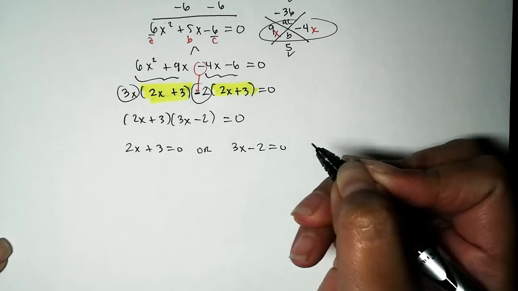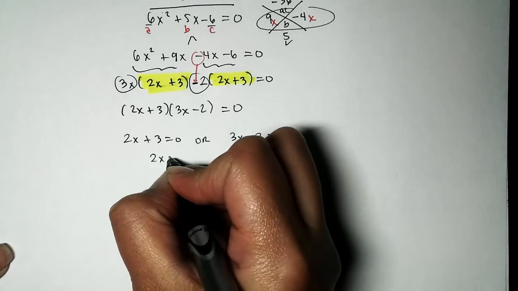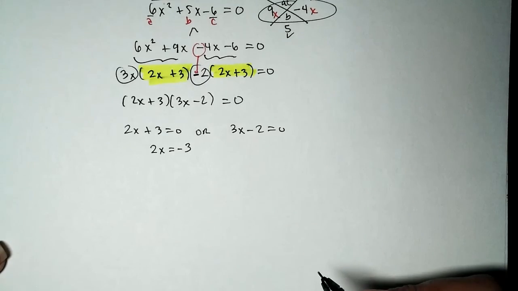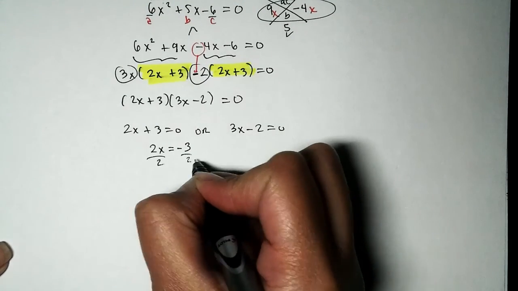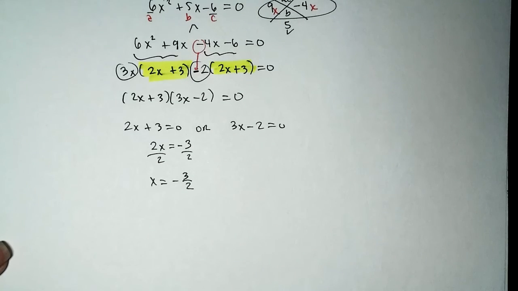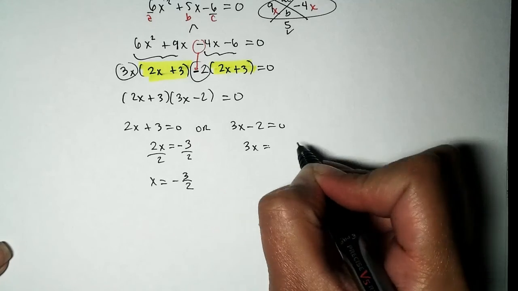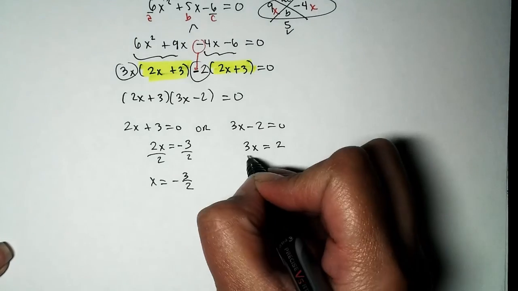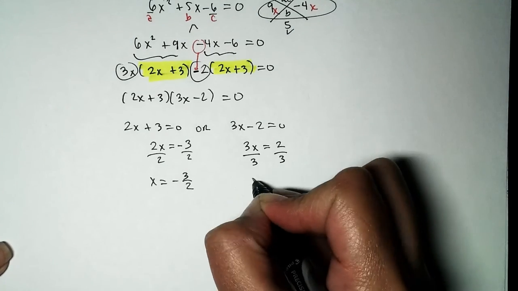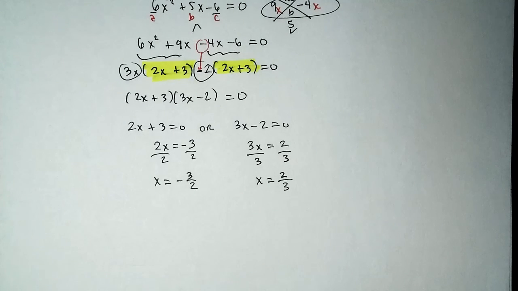So if the first factor equals 0, when we subtract 3 from both sides, that will leave us with 2x equals negative 3. And after we divide both sides by 2, that will give us x equals negative 3 halves. For the second equation, after we add 2 to both sides, that will give us 3x equals 2. And we take our time. After we divide both sides by 3, that will give us x equals 2/3. Alright, so we know we nailed it, but the question is, do these answers fly?